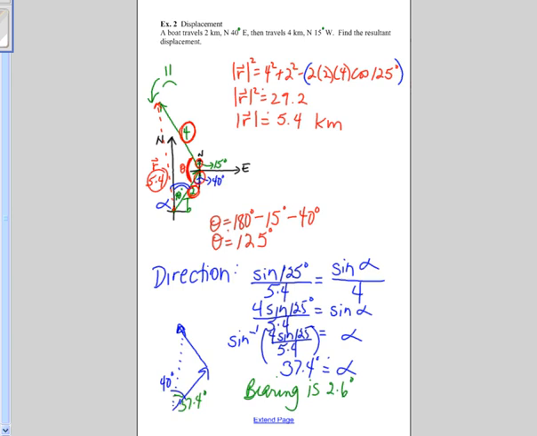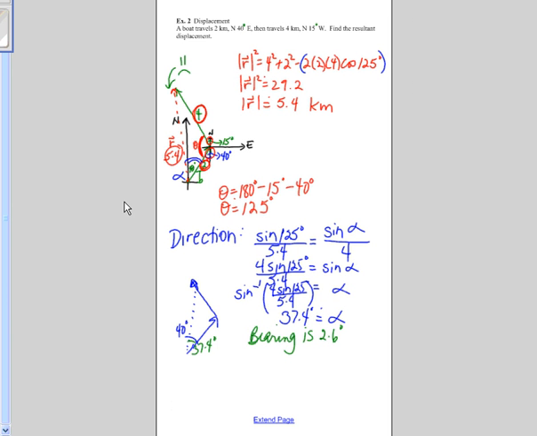Final answer. Therefore, the boat's displacement is 5.4 kilometers north, 2.6 degrees east.